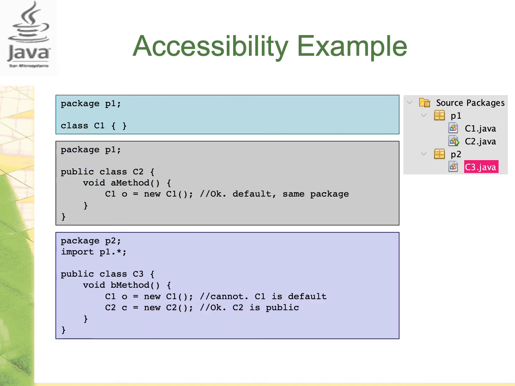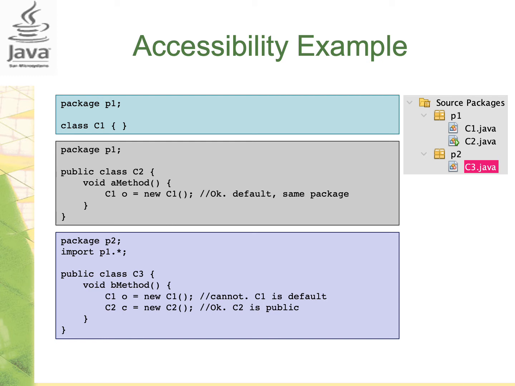What we have seen so far are for data fields or members and methods. The same goes for the class modifier. Say that we have class C1 that is default, and public class C2 and public class C3. C2 can create an object of C1 because they are in the same package called P1. C3 cannot access C1 because they are in different packages, but C3 can access C2. This is because C2 is public, while C1 is default.